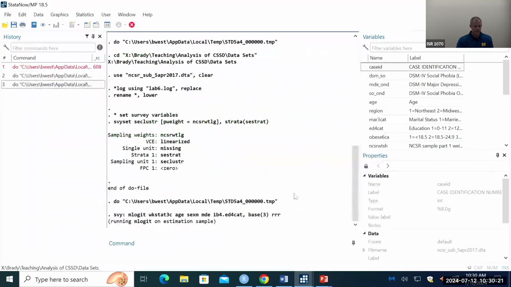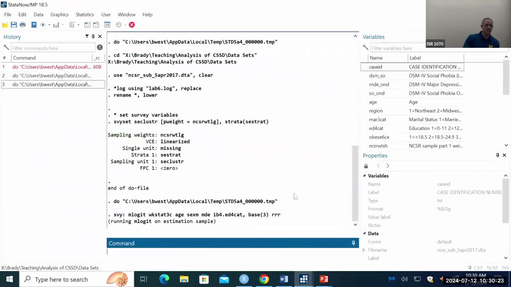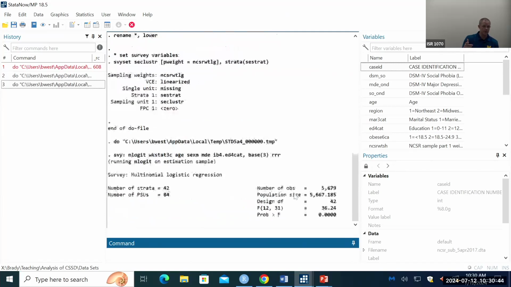It's going to take a little second. These models take a little bit longer to fit because remember, there are so many parameters that we're estimating. We're estimating all those coefficients for each of the logit functions that we're modeling. It's going to be using maximum likelihood estimation, calculating those estimates, calculating the linearized standard errors, and then converting them to odds ratios via that RRR option that we're using here.